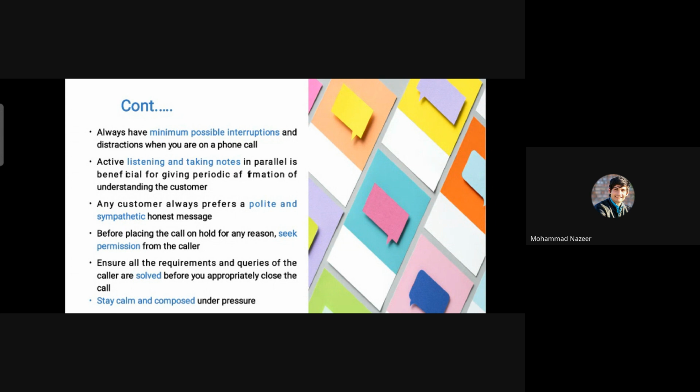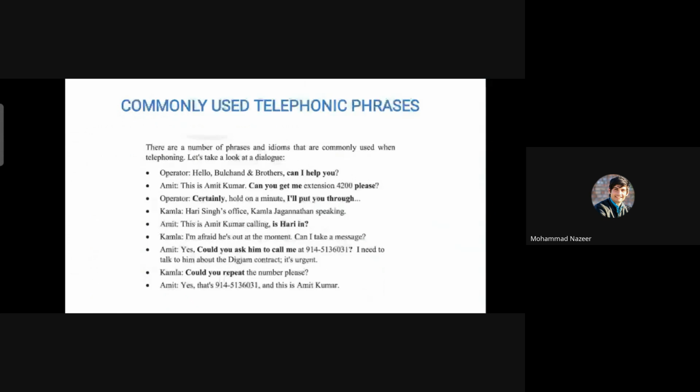And before winding up our call, we should be aware that all the queries should be resolved. That means we should avoid any kind of disturbance, and if we have started a conversation, it should come to an end. And the other part is we should always stay calm and composed even though we are in any kind of pressurized state.